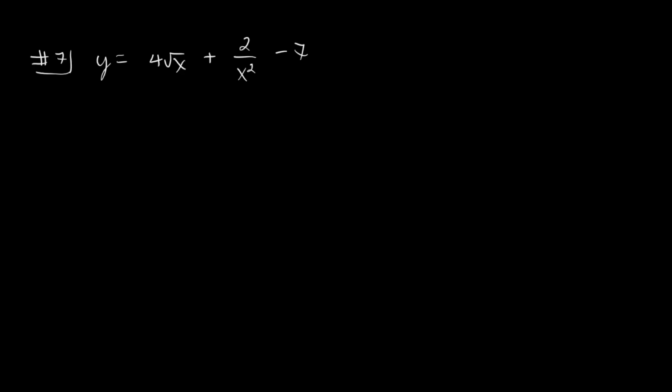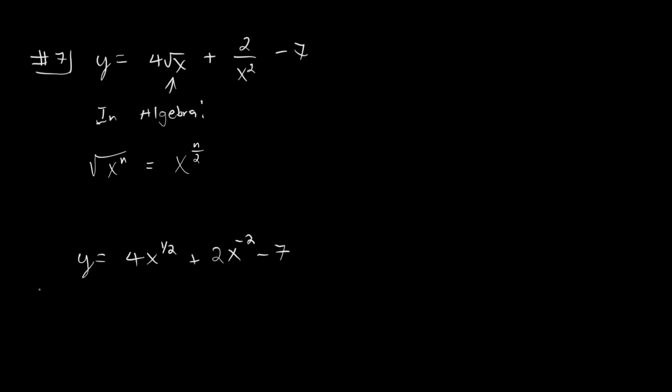For number 7, we have 4 times the square root of x plus 2 over x squared minus 7. In this problem, we have a radical form. To deal with it, we need to go back to the context of algebra, where the square root of x raised to n is equal to x raised to n over 2. The index of the radical form will become a denominator in the exponential form. Now let us rewrite our equation.